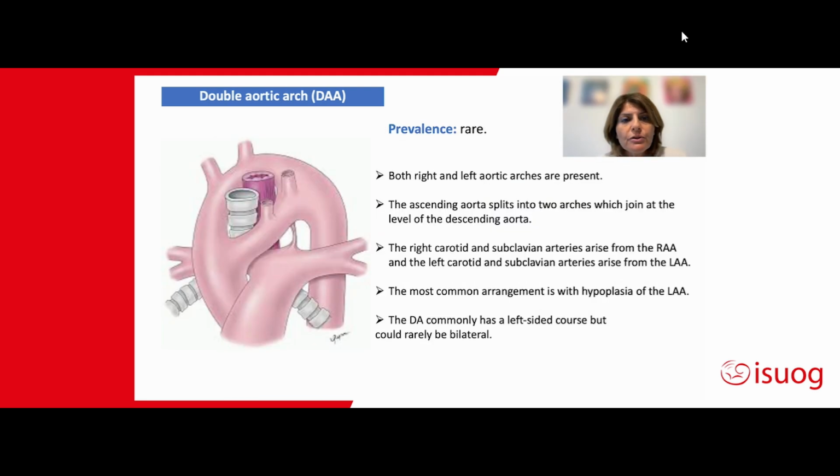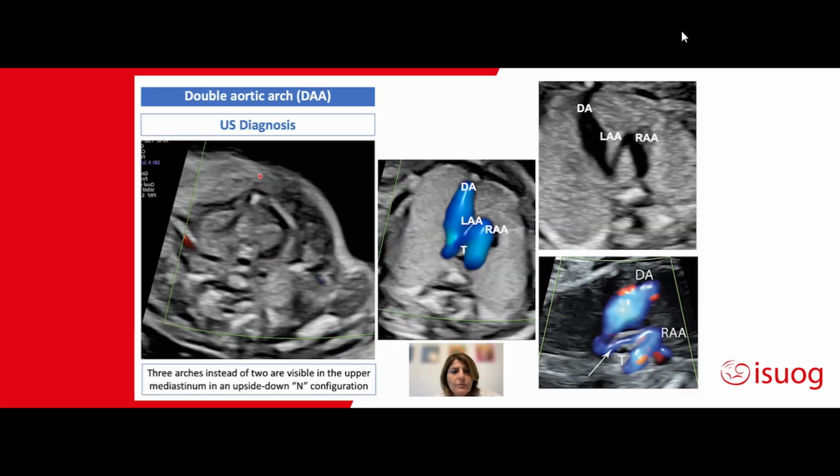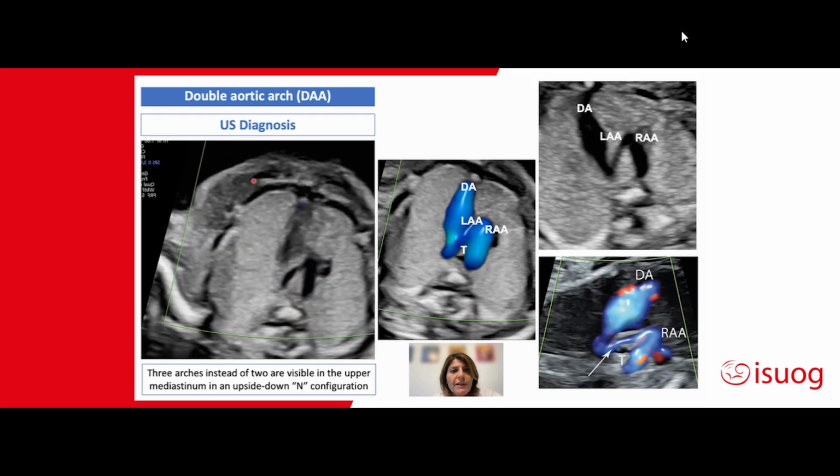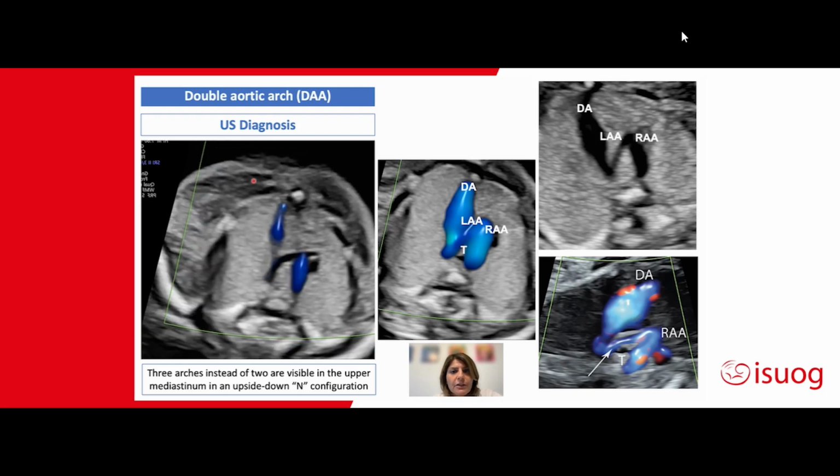Now we move to the double aortic arch, which is a rare condition. In this case, both right and left aortic arches are present. The ascending aorta splits into two arches which join at the level of the descending aorta. The most common arrangement is with hypoplasia of the left aortic arch. The ductus arteriosus commonly has a left-sided course. The use of color Doppler is a major tool to reach a correct diagnosis.